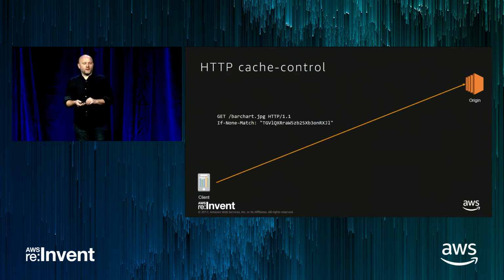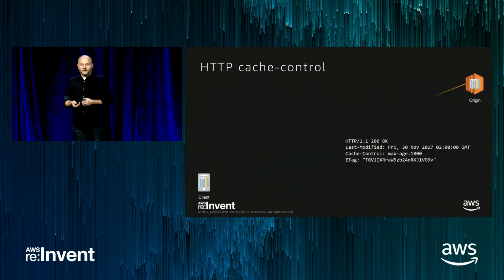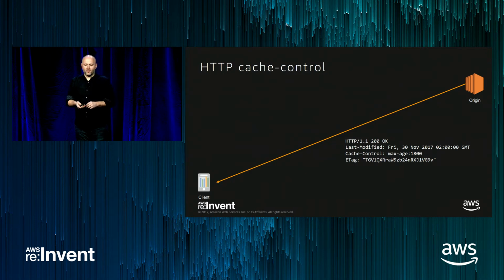But let's assume that the object has been updated. So the client makes a request. It specifies the ETag and the If-None-Match. But the ETag of the current object is now different. So the origin returns that object. And as you can see, the ETag is different. It's specifying Cache-Control again. So all this is just standard HTTP specification.